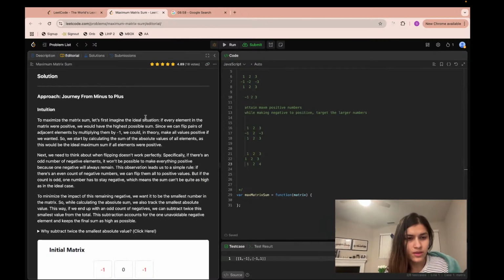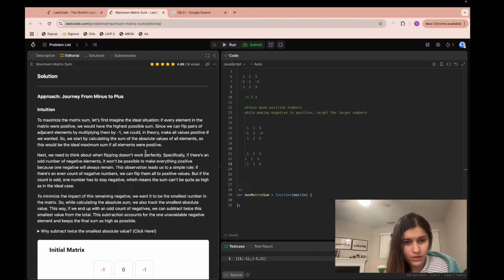Sorry. Journey from minus to plus. To maximize matrix sum, let's imagine if every element were positive, then we can flip the elements. So we need to think our flipping does not work perfectly. Since we can flip pairs of atoms by multiplying them by -1 makes positive, so we start calculating the sum of the absolute values of all elements, as this would be the ideal maximum sum if all elements were positive. Yeah, that's true.